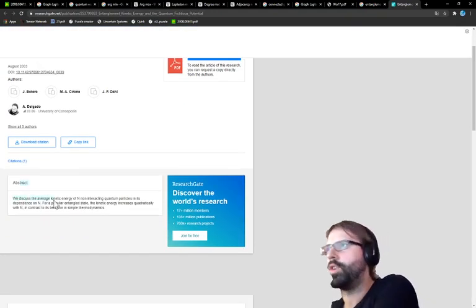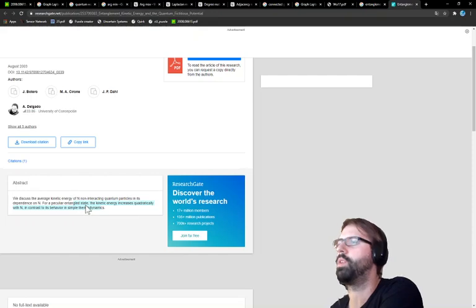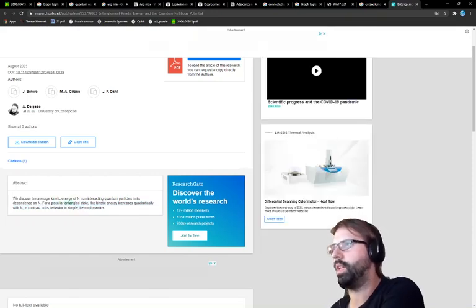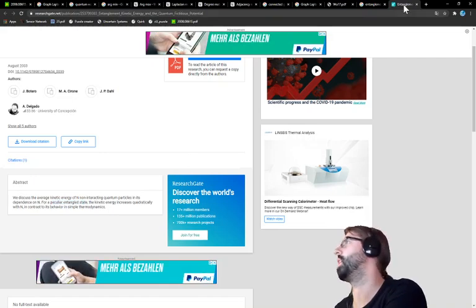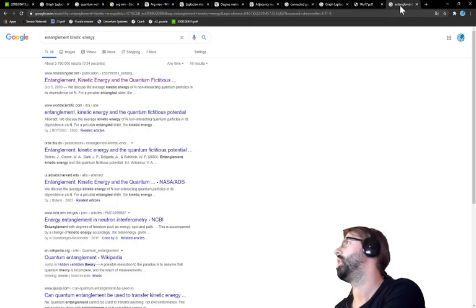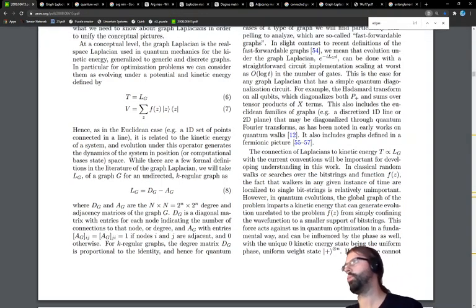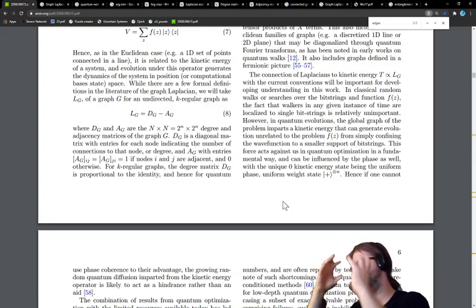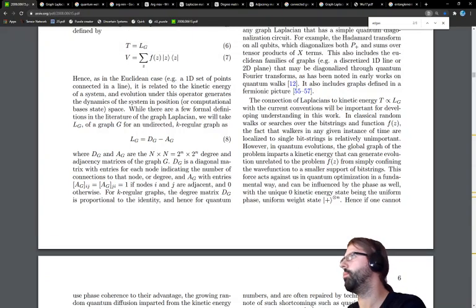So we discuss the average kinetic energy of n non-interacting quantum particles and its dependence on n. For a peculiar entangled state, kinetic energy increases quadratically with n, in contrast to its behavior in simple thermodynamics. That's what I thought. It seems like the entanglement somewhat increases that kinetic energy, which intuitively seems like where this is going. Because of entanglement, entanglement is actually hurting the optimization, or at least hurting a random approach to the optimization problem. It seems to be forming a more coherent image in my mind, but I'm not fully there yet.